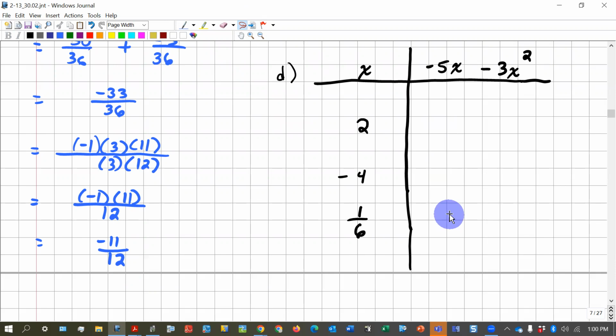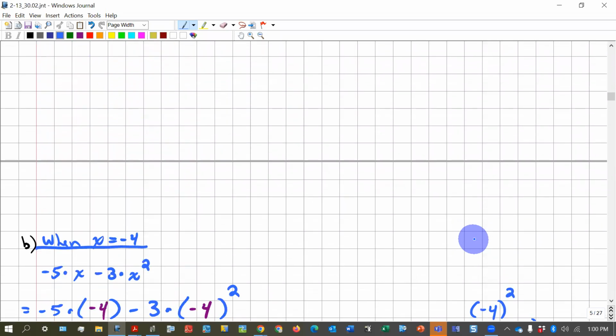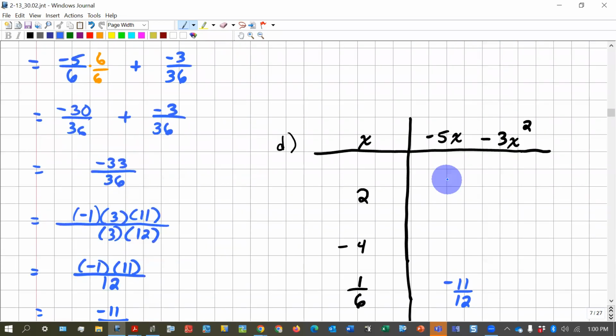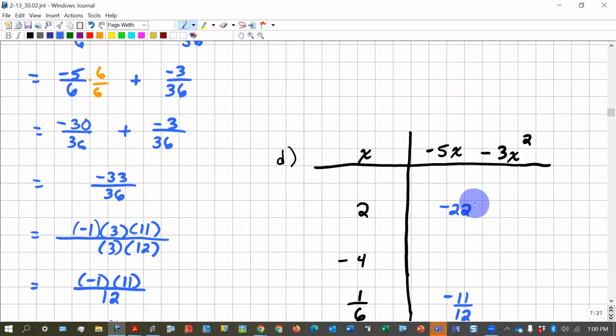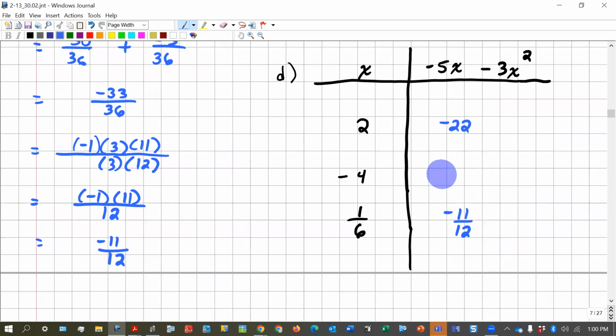Then we're going to use the table of values just to collect our results. This last time, when X was positive 1/6, we got -11/12 for our final answer. The first time when X was 2, the result was -22. And the second time when X was -4, the result was -28. And I can put these three numbers in the table at the beginning of the problem, but for note-taking purposes, I wanted to leave that blank at the beginning.